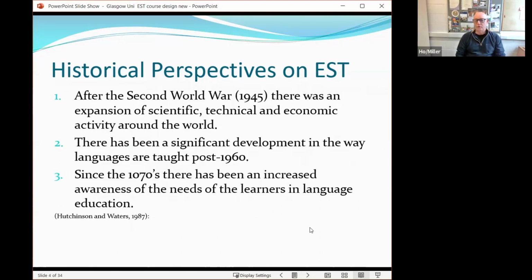Of course, we all know that after the Second World War, there was a huge movement of people around the world, especially in Europe. People were moving from country to country. And so a common language had to be developed in terms of helping these people into the job market.